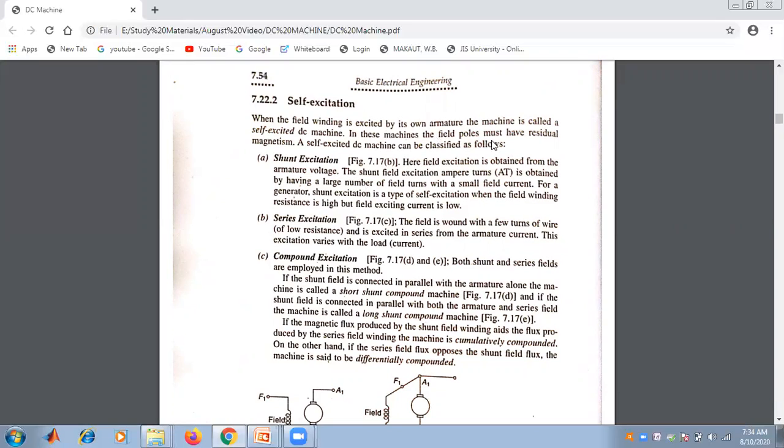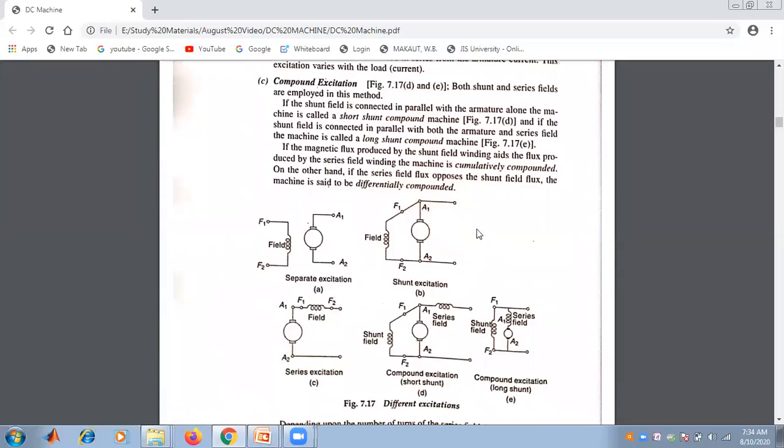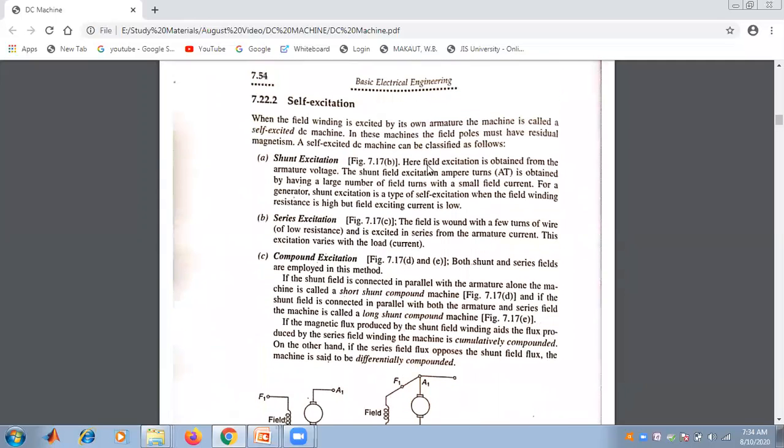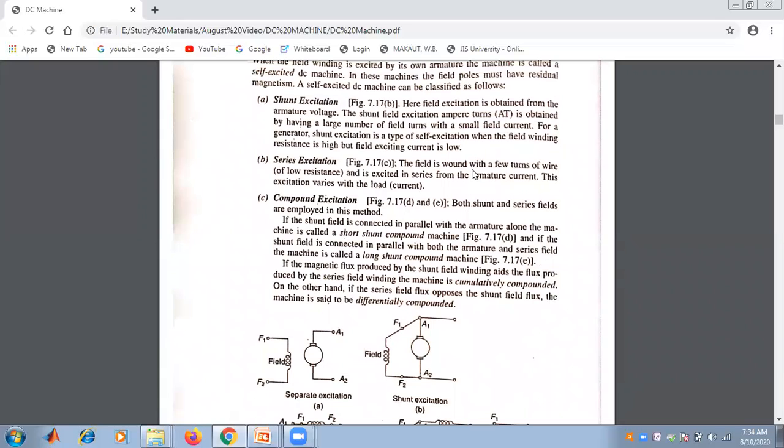In this machine, the field poles must have residual magnetism. The self-excited DC machines can be classified as shunt excitation, that is shown in this figure. Here the field excitation is obtained from the armature voltage. The shunt field excitation, that is called the ampere turns, is obtained by having a large number of field turns with a small field current.